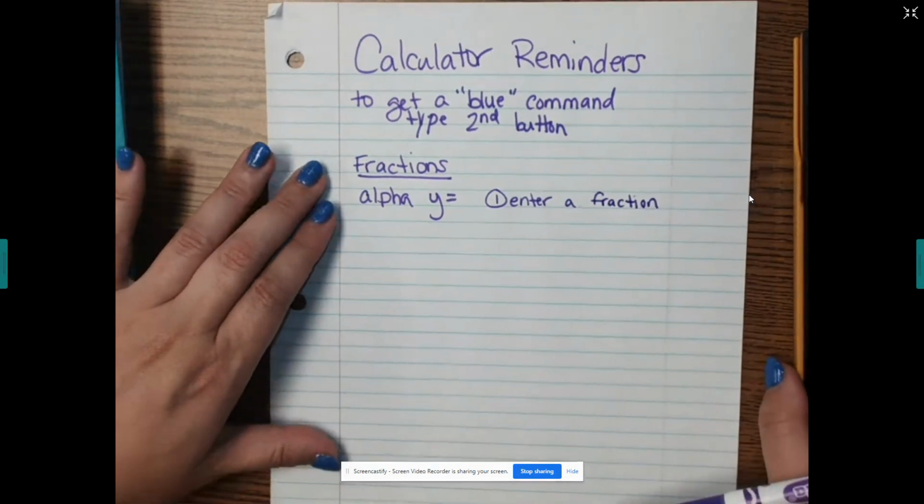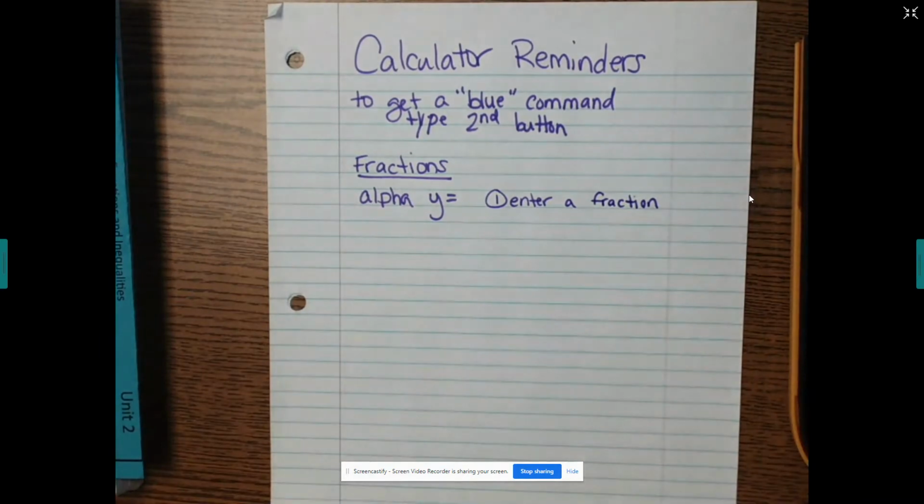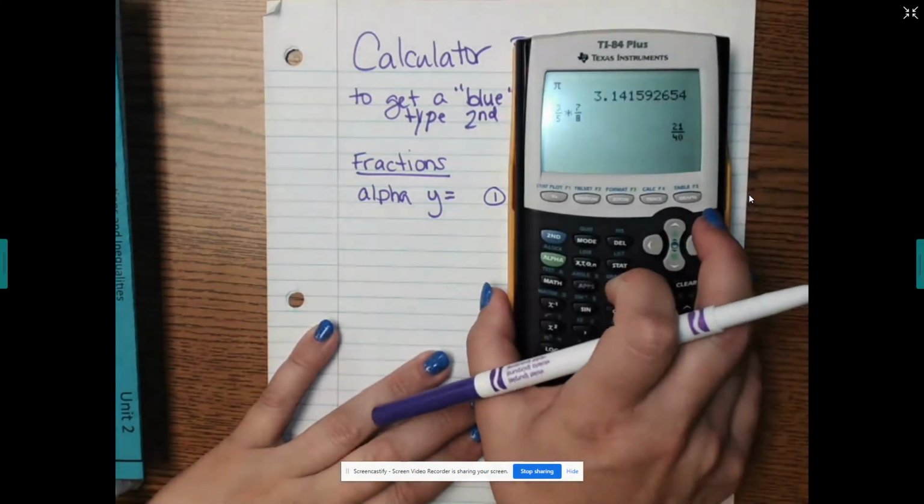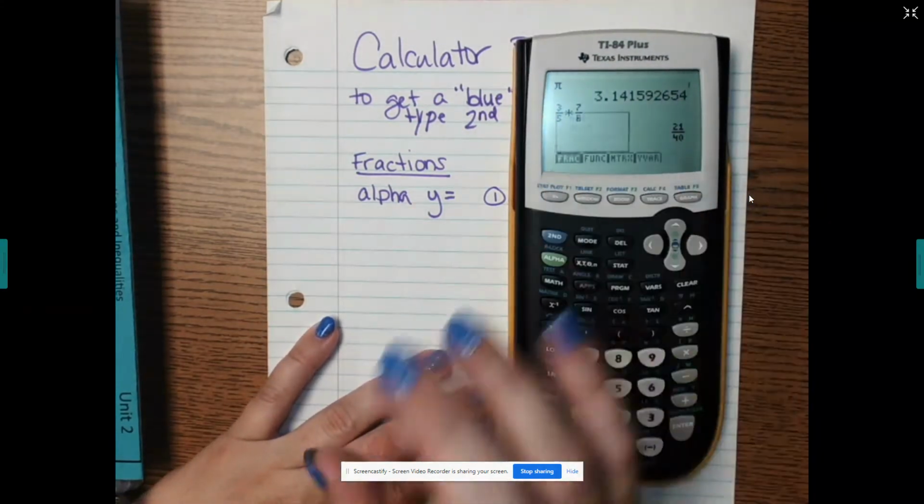Okay, that's going to be probably the most useful button that you have. Now, what if this was a STAAR test or a DCA and it was a griddable question and it wanted me to enter it as a decimal? Okay, so let's go back to our calculator. Let's look at alpha y equals again.